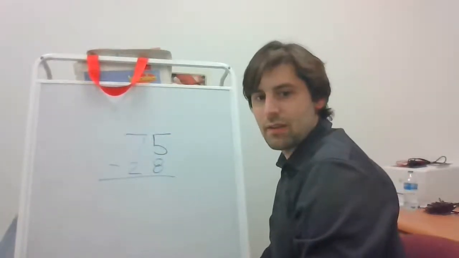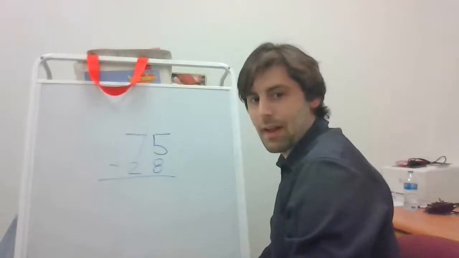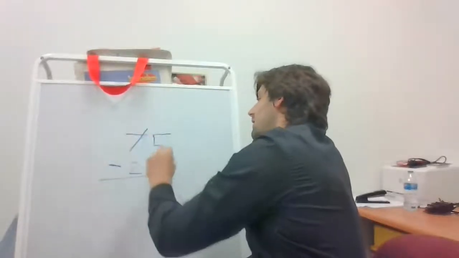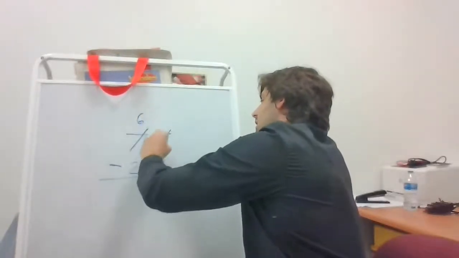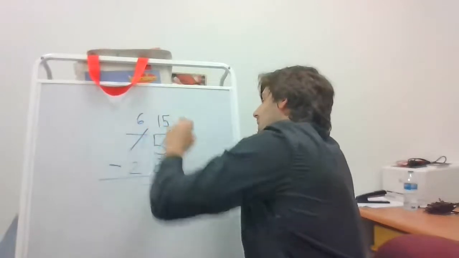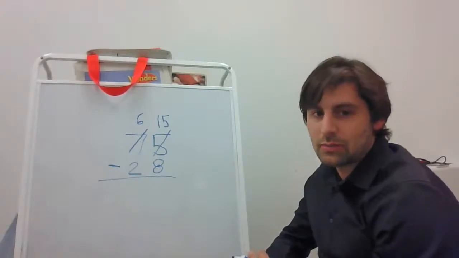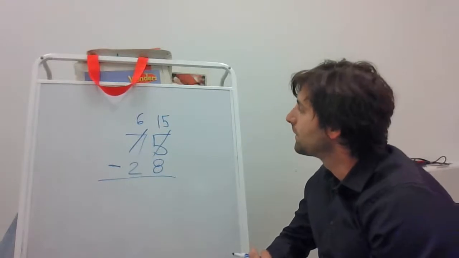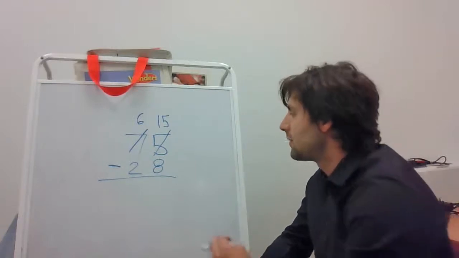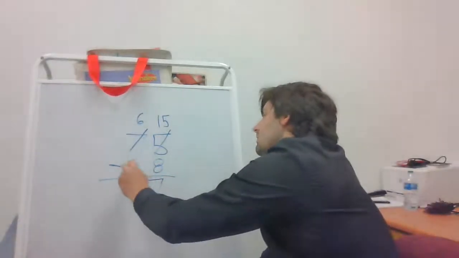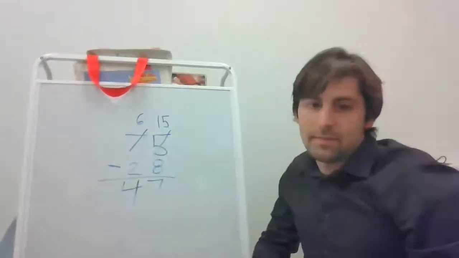All right, so 5 minus 8. We can't do it because 8 is bigger than 5. So the 7 in the tens place is going to become a 6. The 5 in the ones place is going to become a 15. We need to regroup. Now that we've regrouped, now we can subtract. We don't do any subtraction until we've finished regrouping. So 15 minus 8 equals 7. 6 minus 2 equals 4. And our answer is 47.